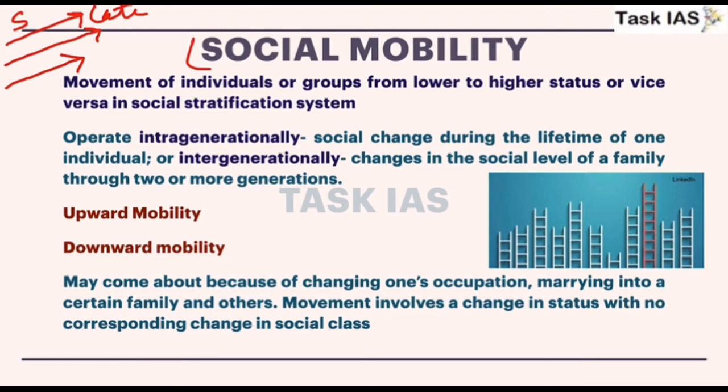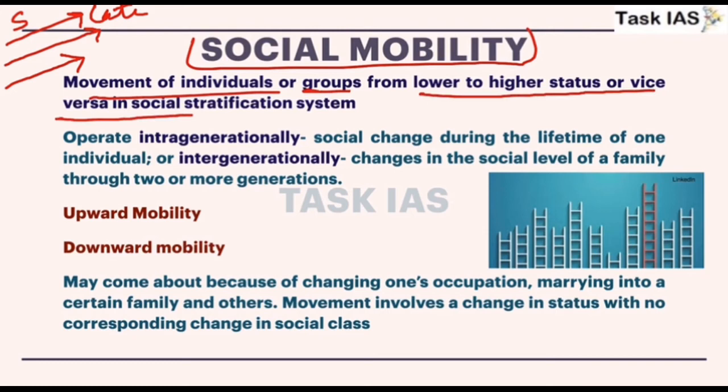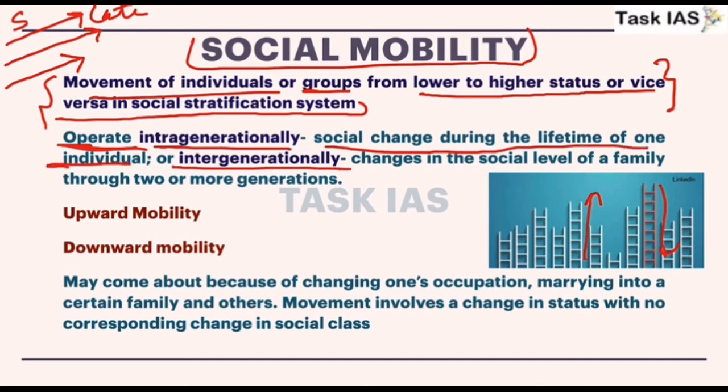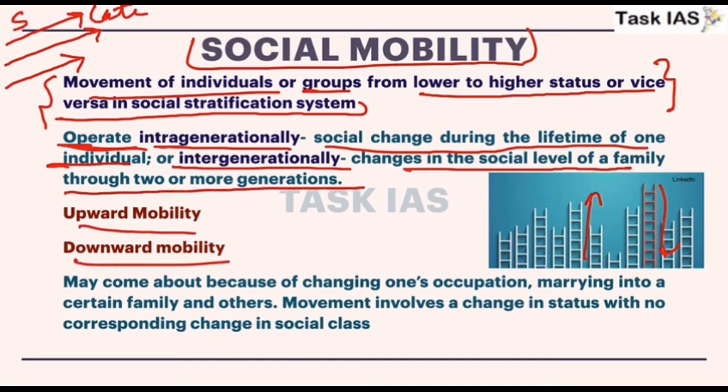So class conflicts or caste conflicts have originated. Now another topic which is related to social stratification is social mobility. The movement of individuals or groups from lower to higher status or vice versa in a social stratification system is called social mobility. So these ladders show that someone can rise up and some can go down. These social mobility phenomena operate intragenerationally, that means social change during the lifetime of one individual, or intergenerationally, changes in the social level of a family through two or more generations. That social mobility or change in status can take place by two means: upward mobility or downward mobility.